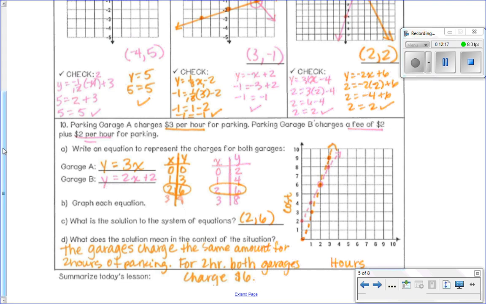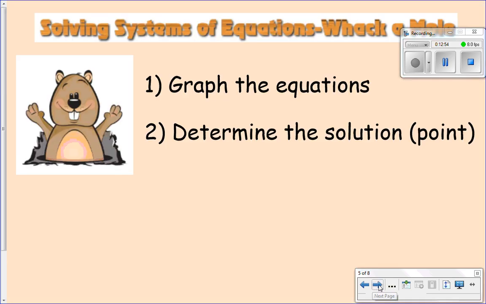And then we had to explain, now that we have meaning behind our equations. So 2 represents hours and 6 represents what? The cost. Okay, so the garages charge the same amount for 2 hours of parking. Or you could say for 2 hours, both garages charge $6. Okay, so at the 2 hour mark. And that's the only hour. Questions about 8, 9, or 10?